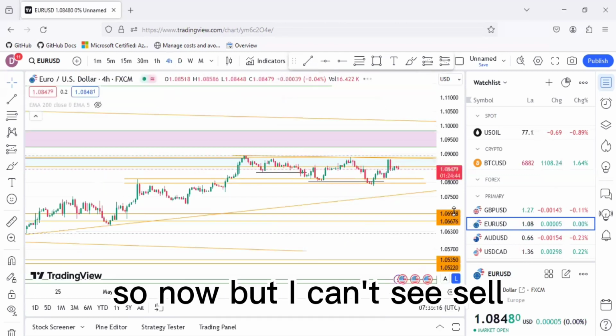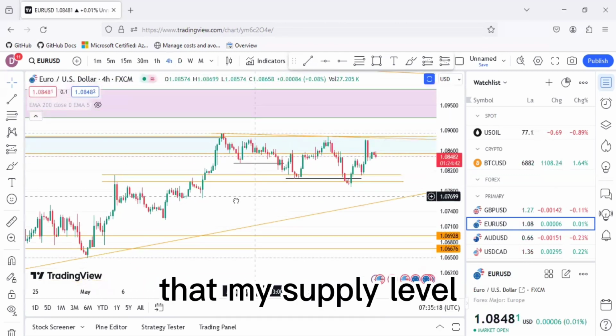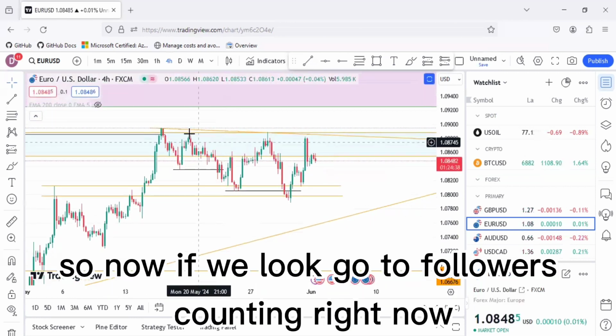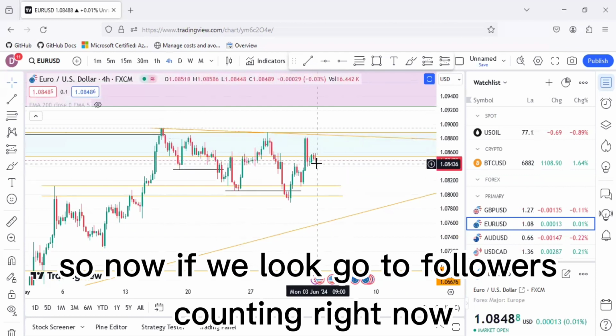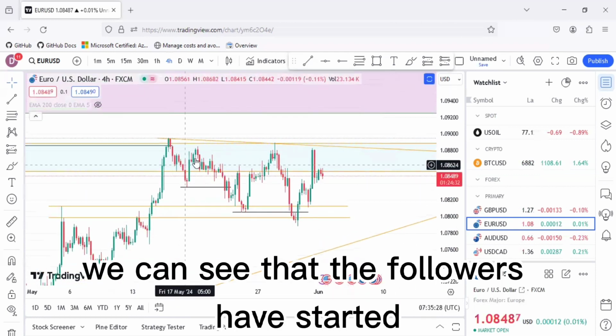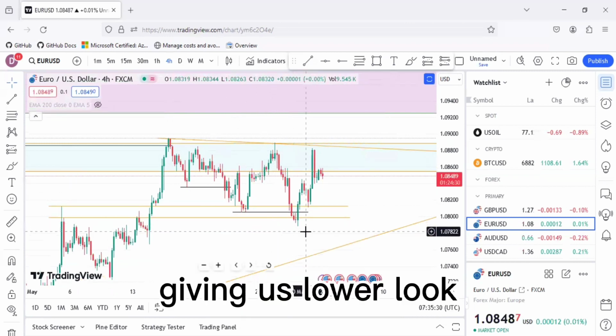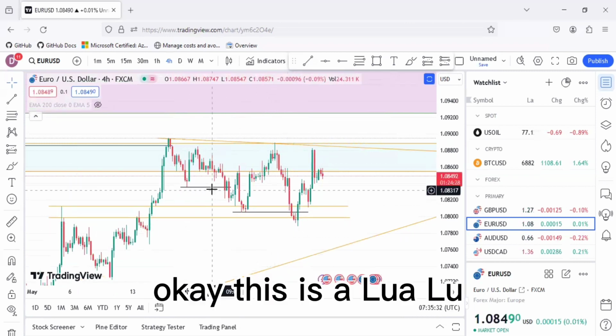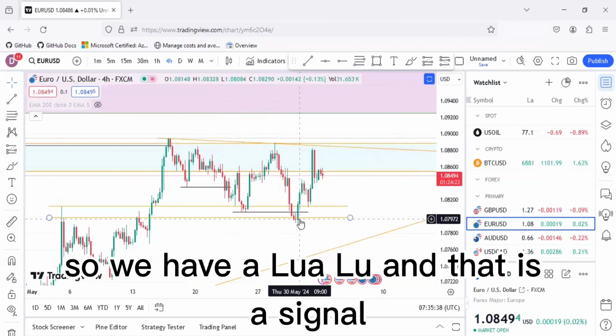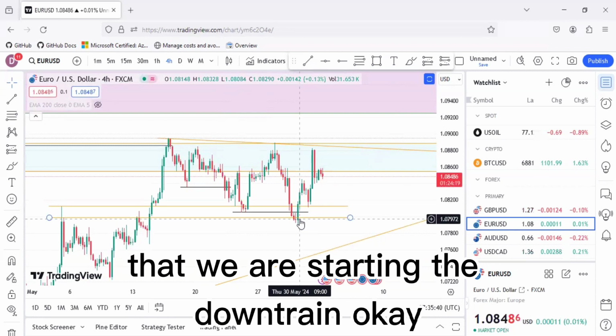But I can't still sell. That I'm at the supply level doesn't mean that I'll begin to sell. So I still need the confirmation. Now if you go to the 4 hours candle right now, what do we have on 4 hours? We can see that the 4 hours have started giving us lower lows. This is a lower low, a change of character, a break of structure. So we are having lower lows, and that is a signal that we are starting a downtrend.